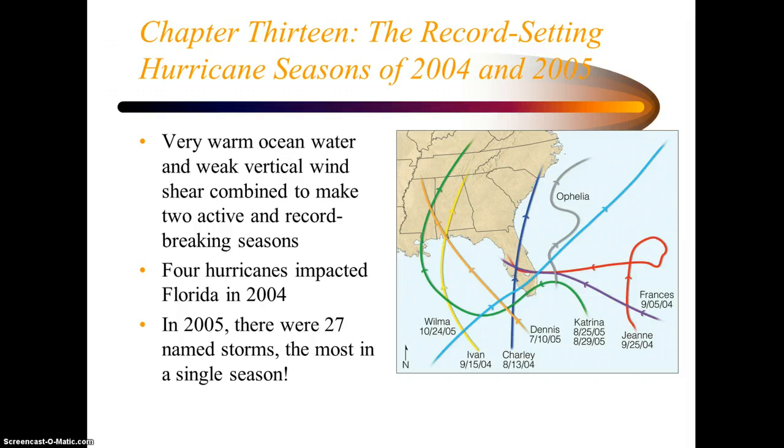There was an extraordinary record-setting hurricane season in 2004 and also in the summer of 2005. This shows you the paths of those hurricanes. And in 2004 alone, 4 hurricanes impacted Florida, which is quite extraordinary. In 2005, there were 27 named storms, which was the most in a single season since we've been keeping records on these sorts of things.